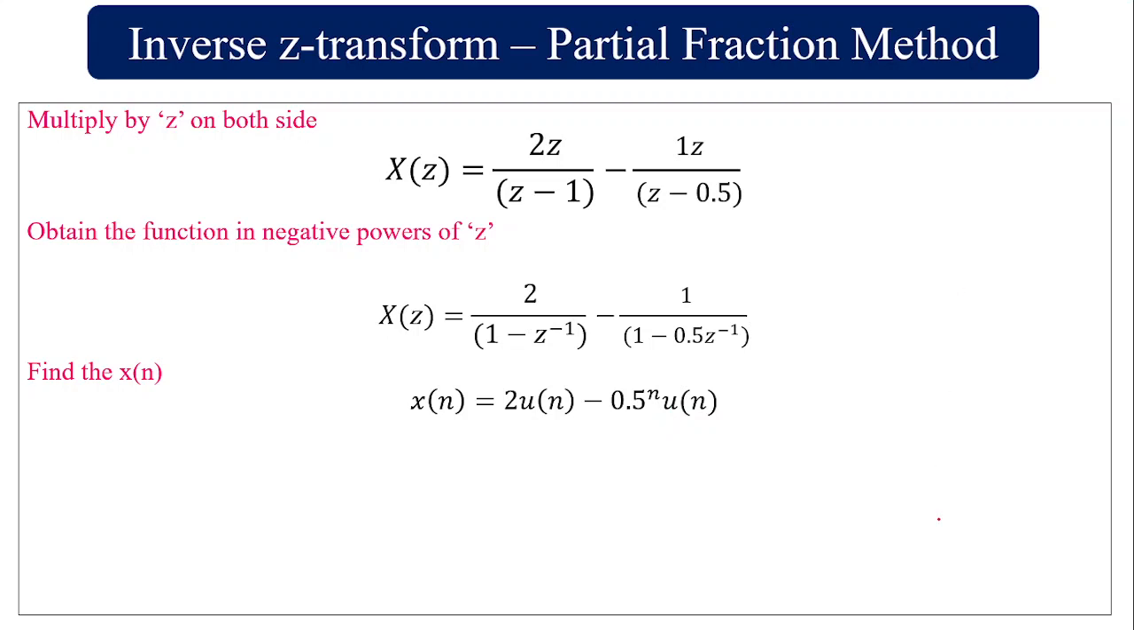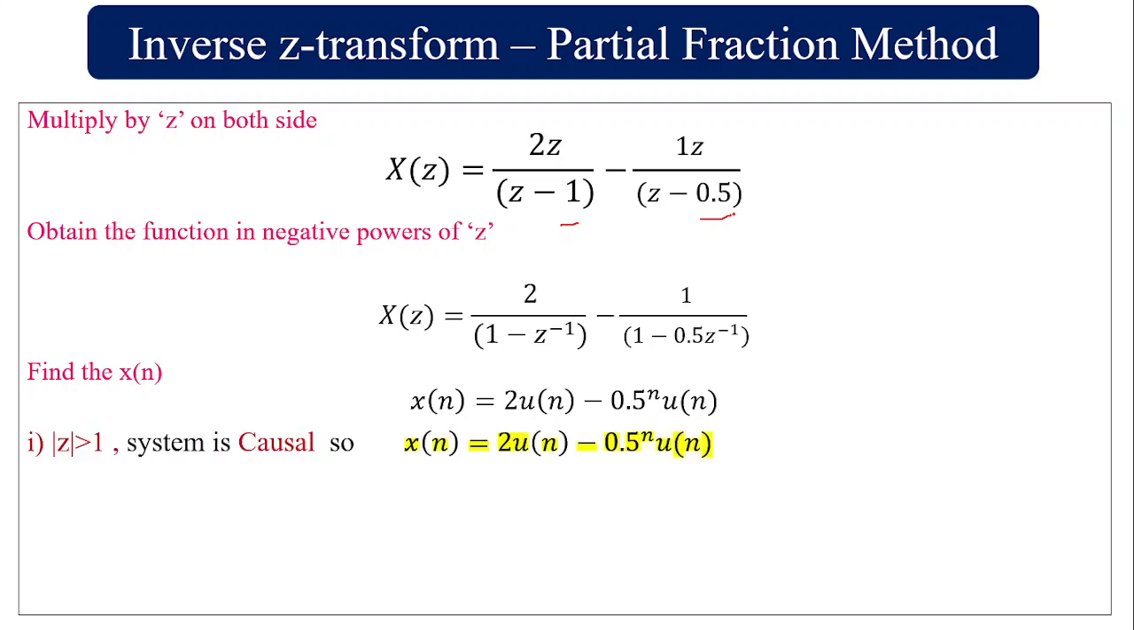In the problem they ask you to find the x(n) for 3 different ROCs. Normally the poles of this equation will be 1 as well as 0.5. So there are 2 poles, and all the 3 cases will be combinations of these 2 poles. The first combination is modulus of z greater than 1. If your modulus of z is greater than, then we can say the system is said to be causal. If it is less than, it is said to be non-causal. So if it is causal, then there is no issue. Whatever the x(n) you have obtained will be the same.